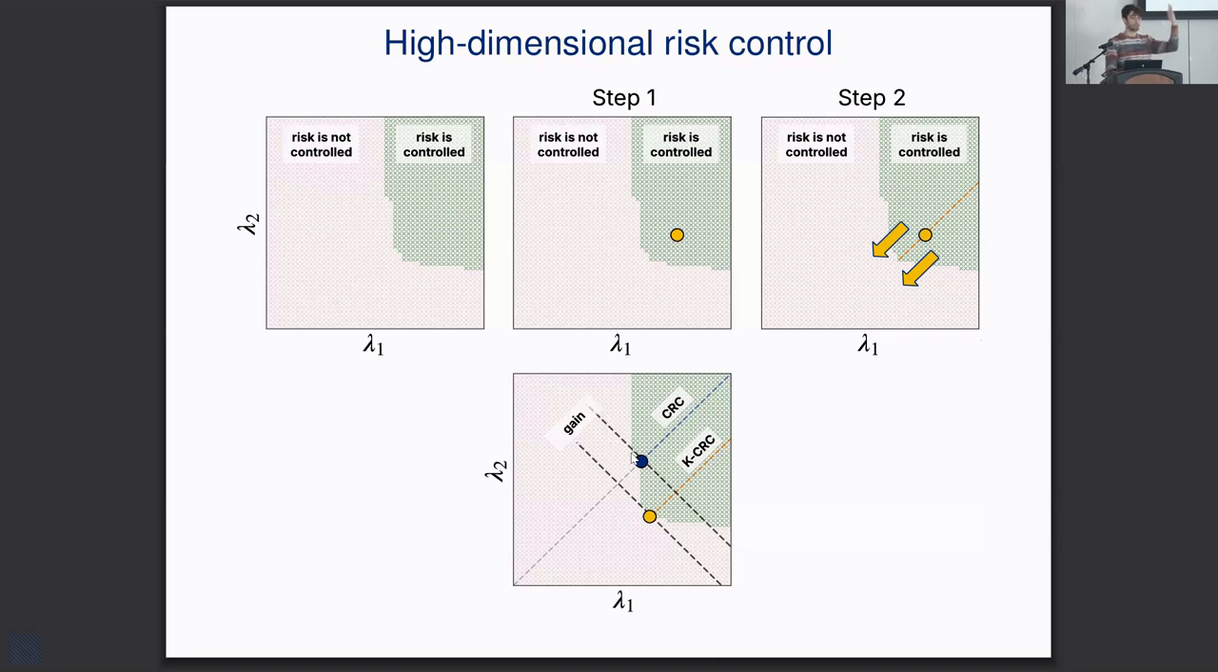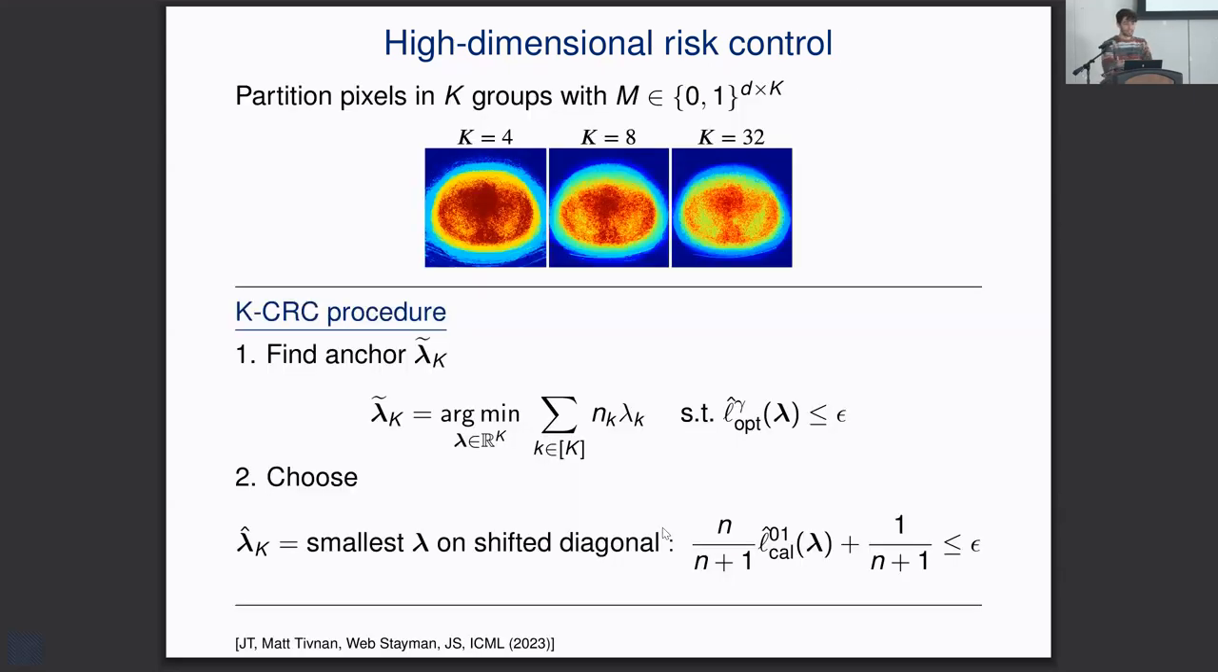What we're going to do is first we're going to shift the diagonal by solving an optimization problem and then backtrack. And ideally, this is what is going to happen. We're going to be able to find a solution that still controls risk, but has shorter mean interval length. And this is good because it's more informative. Okay. So to do this, of course, the D is very, very large.